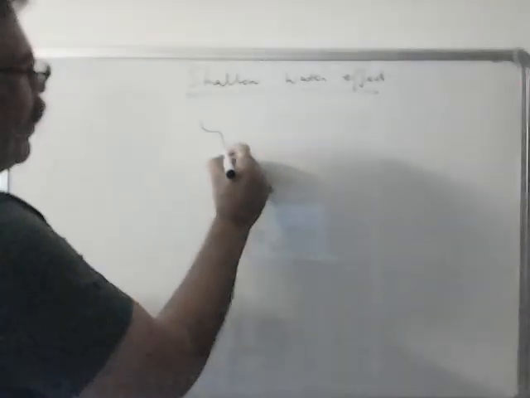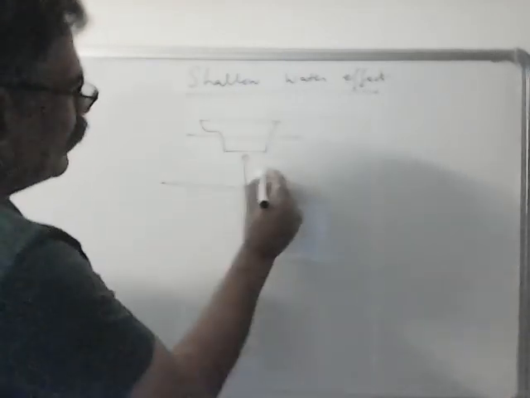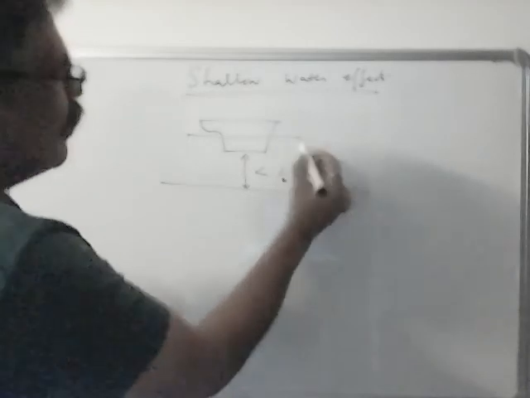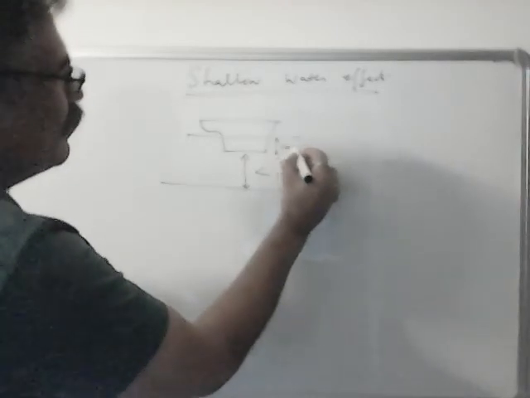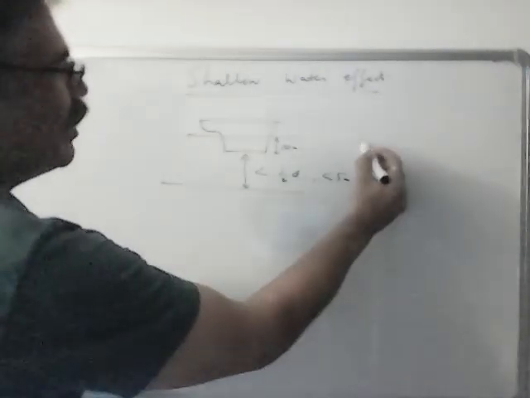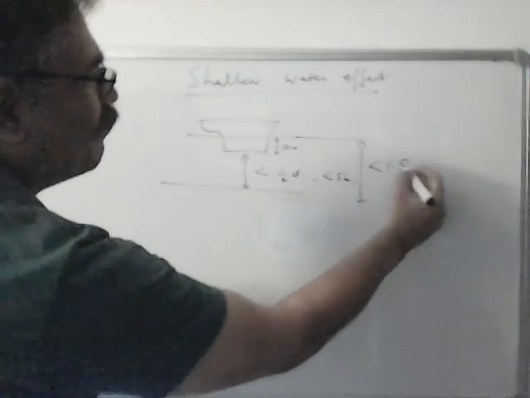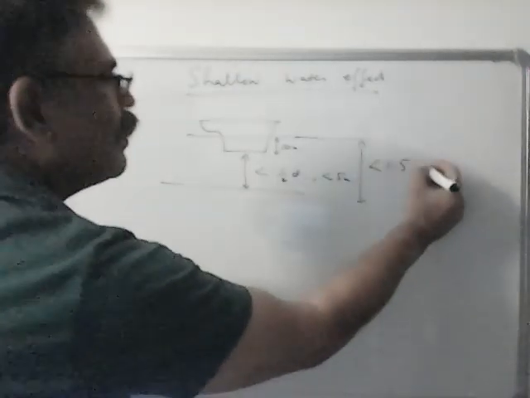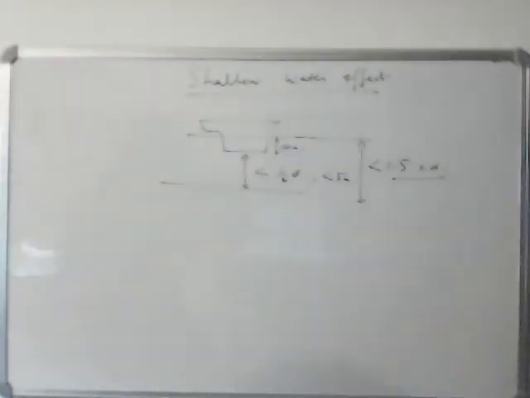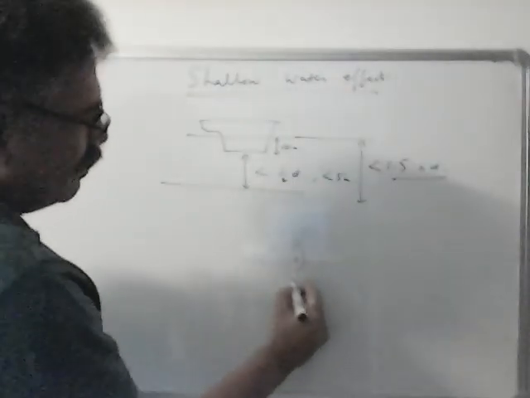Now, in this case, shallow water means when your underkeel clearance is less than half the draft. So this is your draft, let's say 10 meters. If your underkeel clearance is less than 5 meters, or you can say the total depth of water is less than 1.5 times the draft, that is shallow water. And whenever a ship goes into shallow water, she will have some effects which I will write down here.